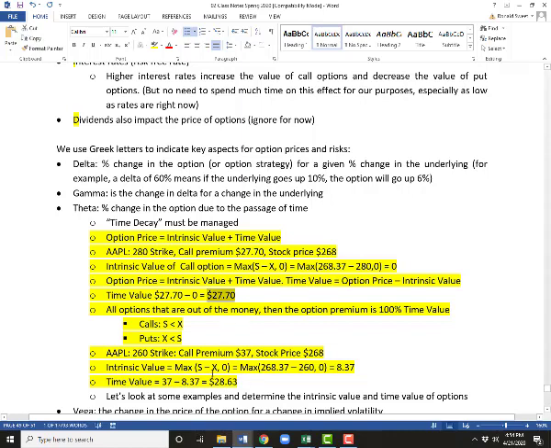So you can see the time values are very, very similar. The option prices are very, very different. One option is trading for 37. The other one is trading for 27.7. Why are they so different? Well, because this option has $8.37 of intrinsic value, excuse me, of intrinsic value. So that intrinsic value would make it higher. So that's what we're talking about here with time value versus intrinsic value.